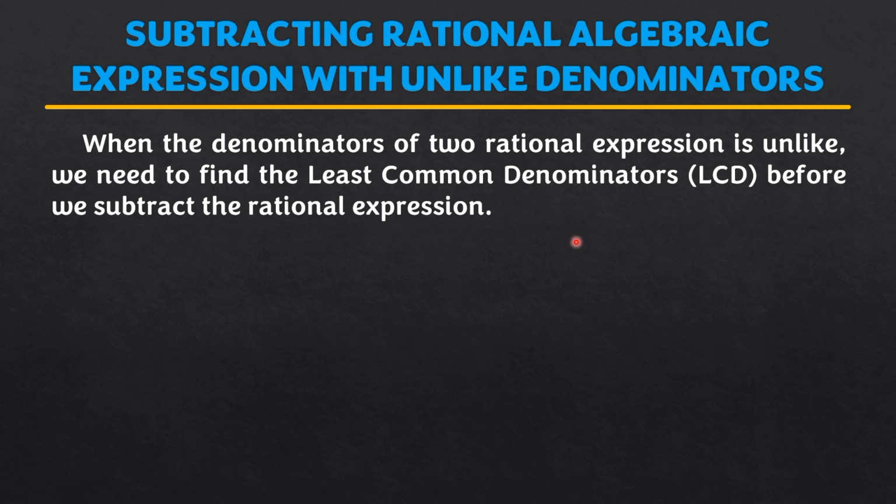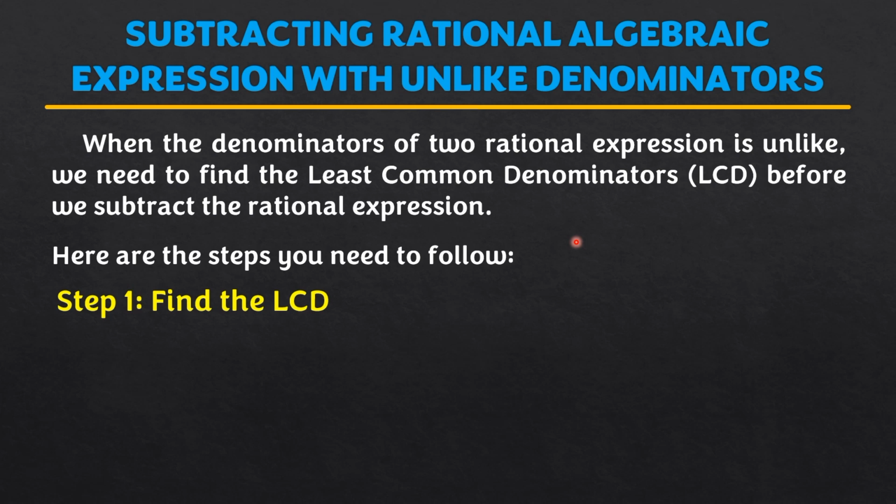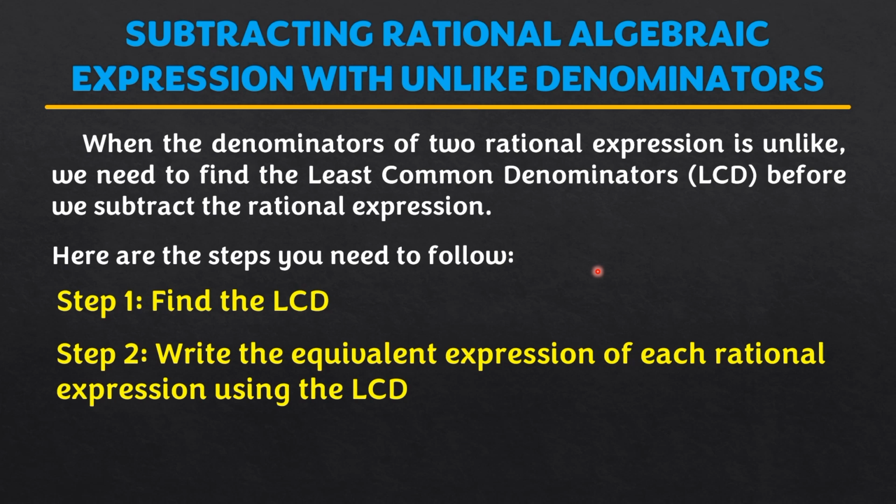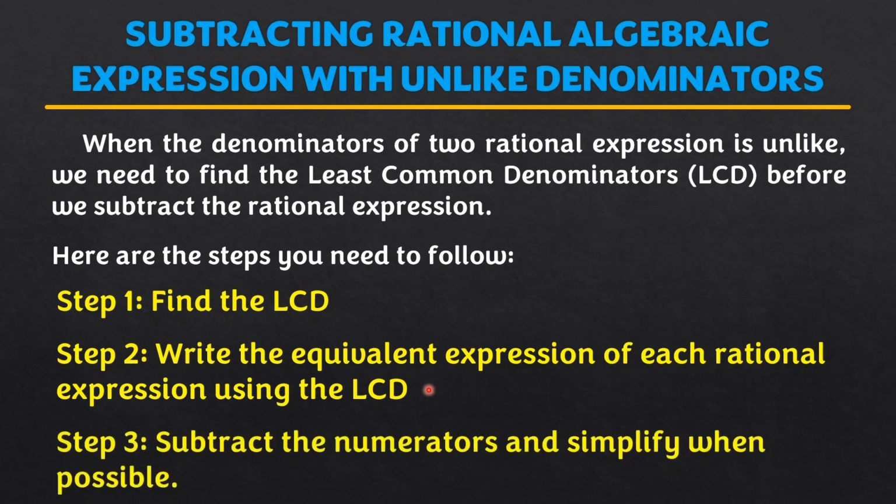The first step is to find the LCD. By finding the LCD, we will be getting the prime factors of each denominator. After that, in step 2, we will write the equivalent expressions of each rational expression using the LCD. And then the last step is to subtract the numerators and simplify when possible. So please remember these steps because this will be your guide in subtracting rational expressions with unlike denominators.